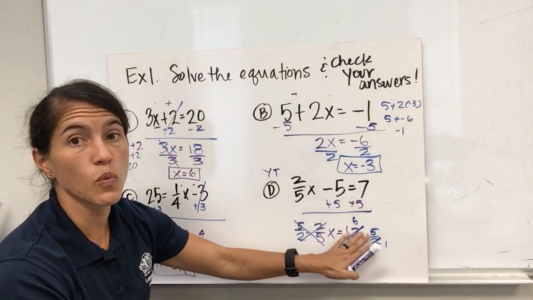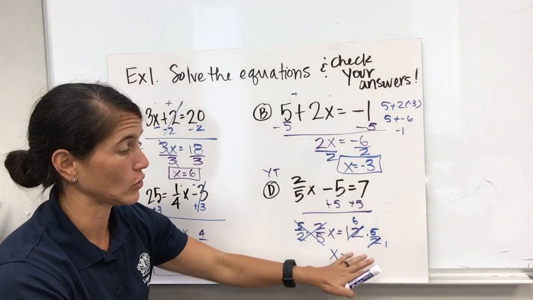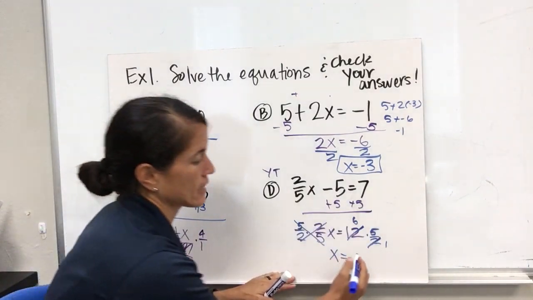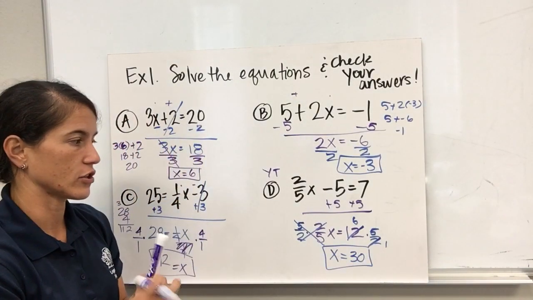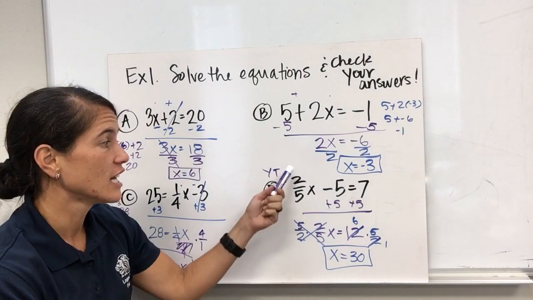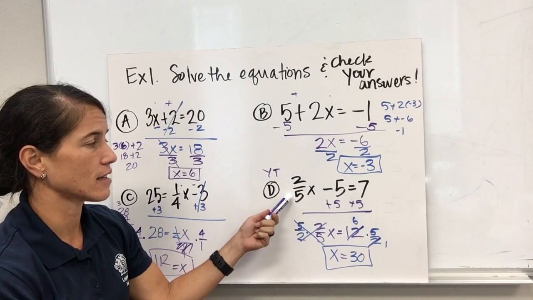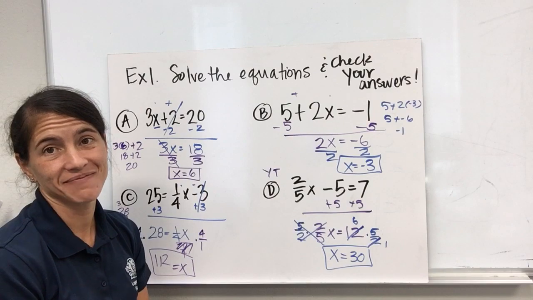So 2 and 12 are both even, which means you can divide them both by 2. 2 divided by 2 is 1. 12 divided by 2 is 6. And so my answer is 30. And then if you checked, 2/5 of 30 would be 60 divided by 5 is 12. 12 minus 5 is 7. So it works.